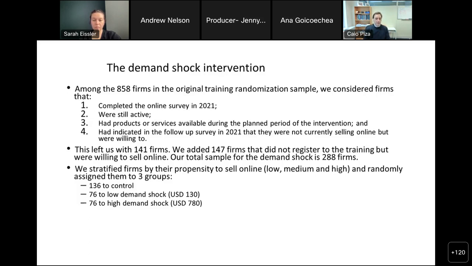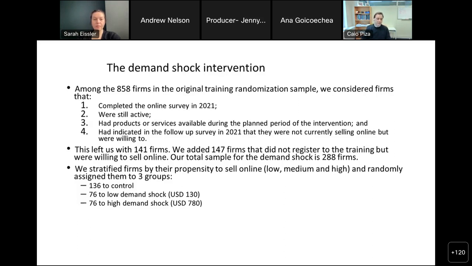76 firms received a low demand shock of $130. Why $130? Because this was the amount the training program costs per firm. So the training program costs about $130 per firm, okay? And we also tested the effects of a high demand shock, which is $780 per firm. So the idea here is to see if a relatively small shock is enough to switch firms from offline to online, or if they need a big push to respond.